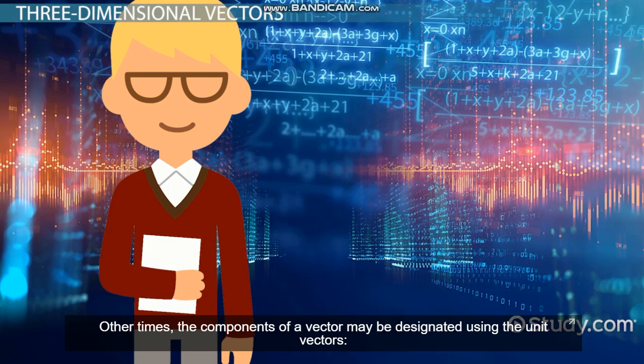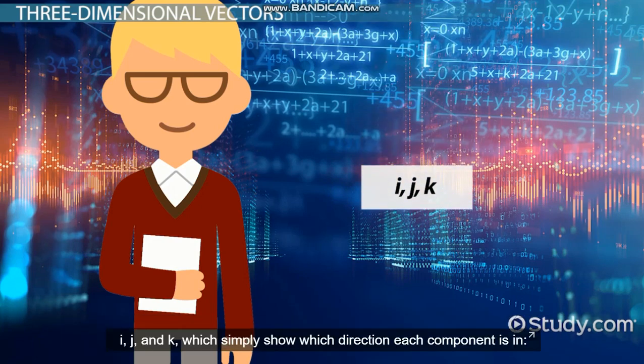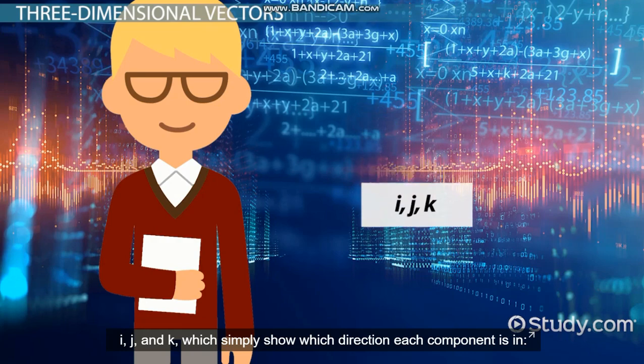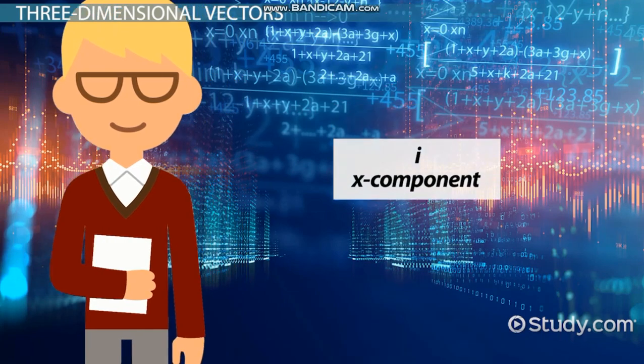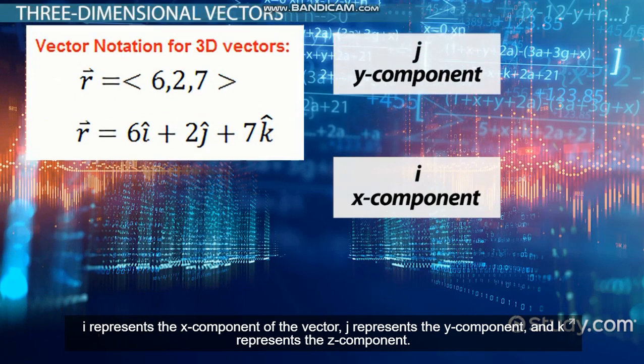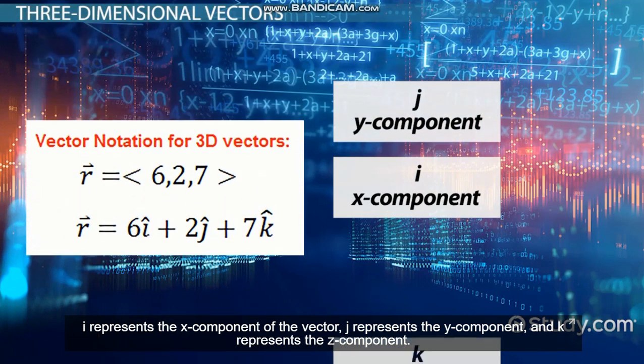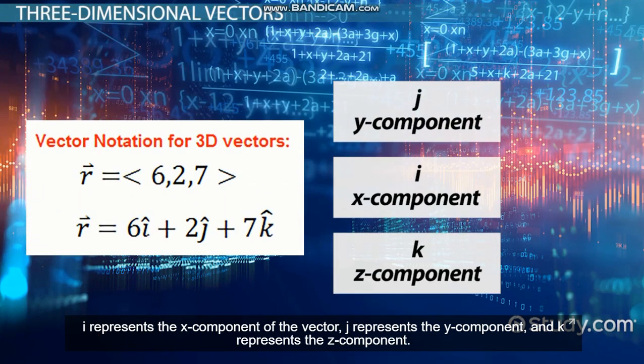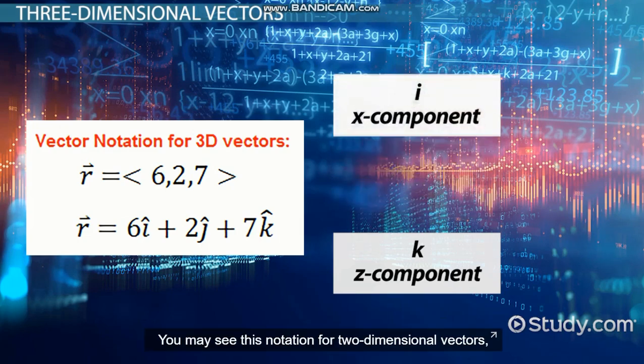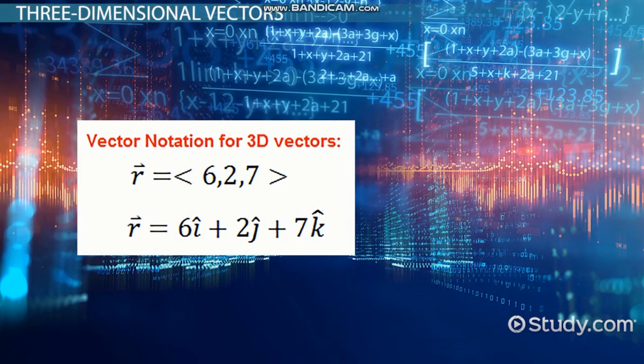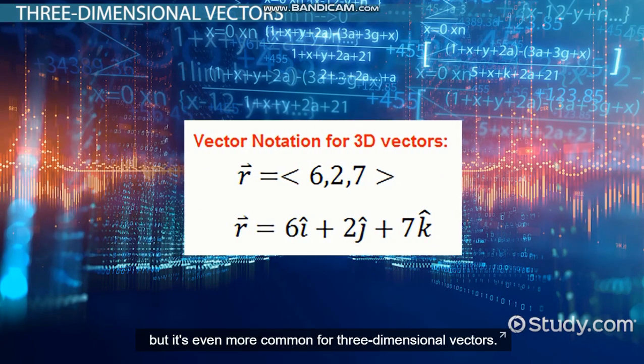Other times, the components of a vector may be designated using the unit vectors i, j, and k, which simply show which direction each component is in. i represents the x component of the vector, j represents the y component, and k represents the z component. You may see this notation for two-dimensional vectors, but it's even more common for three-dimensional vectors.